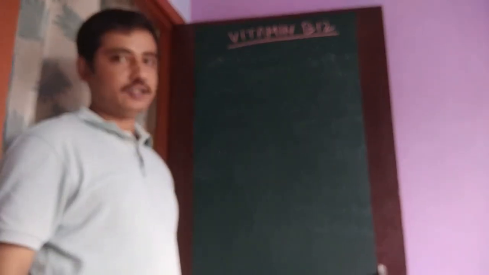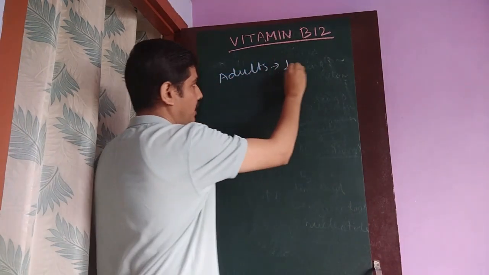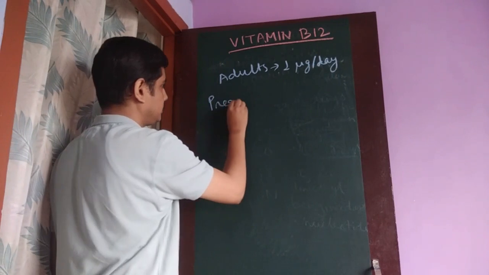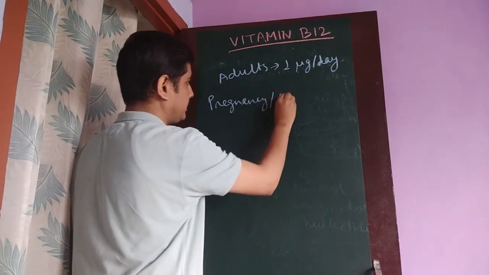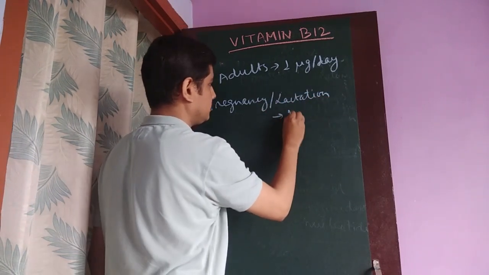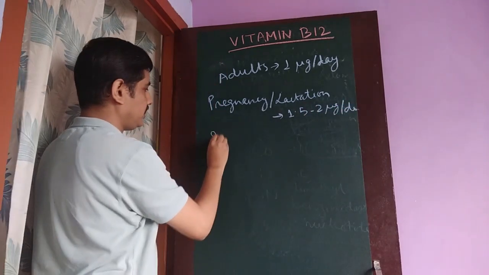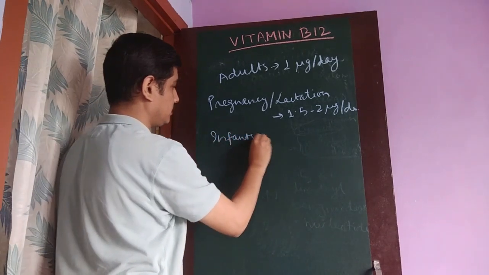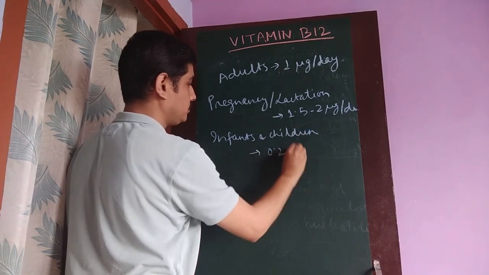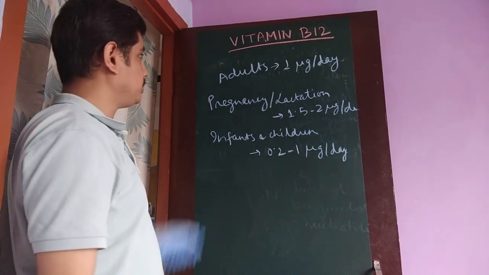Now the daily requirements. For adults, the daily requirement is 1 microgram per day. For pregnant ladies and lactating mothers, it is around 1.5 to 2 micrograms per day. In infants and children, it is 0.2 to 1 microgram per day. So this is the daily requirement of vitamin B12.